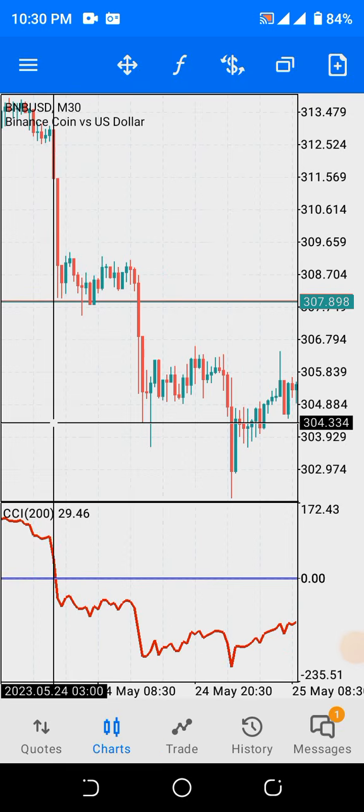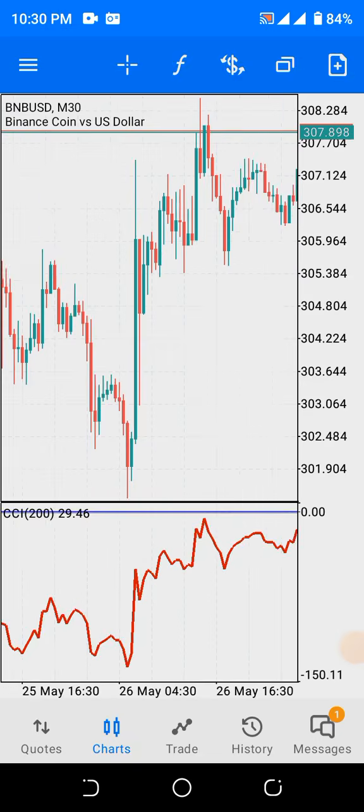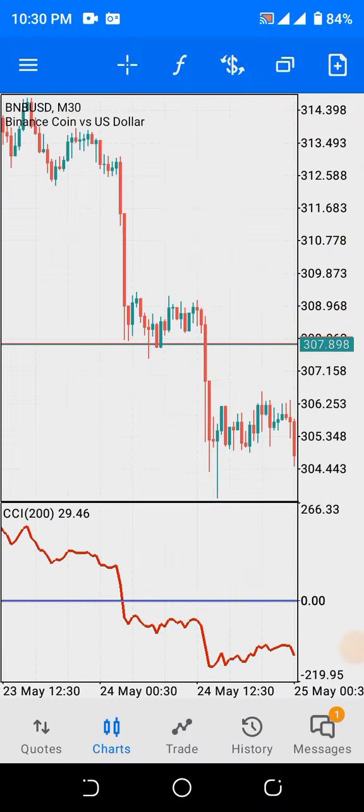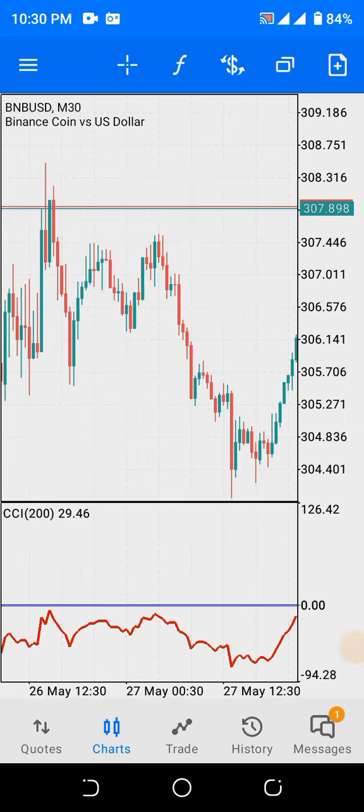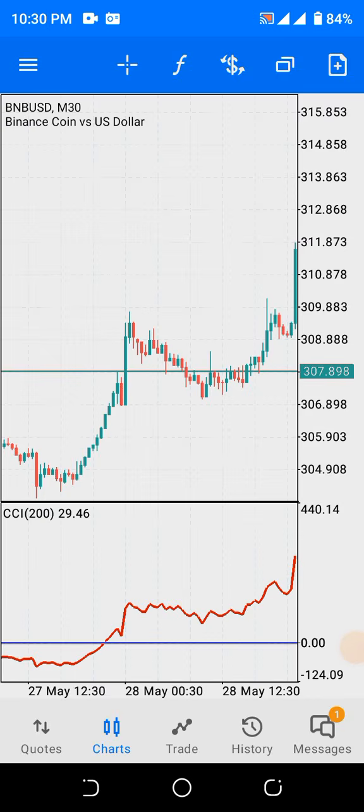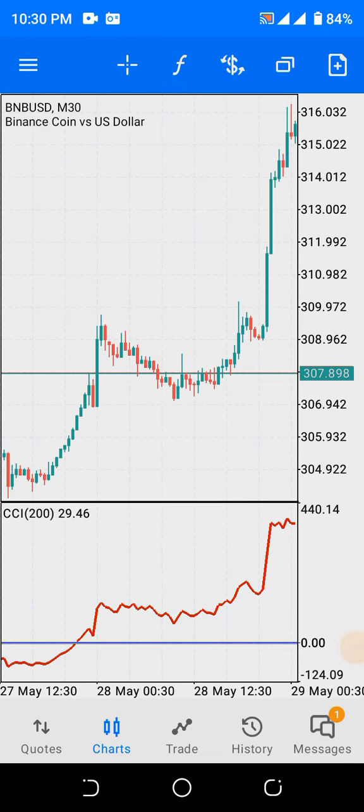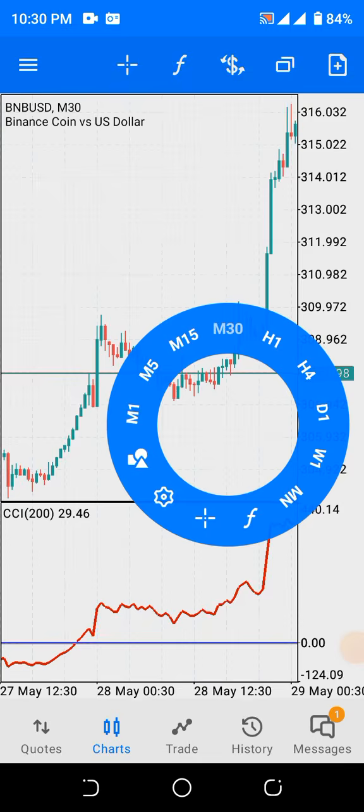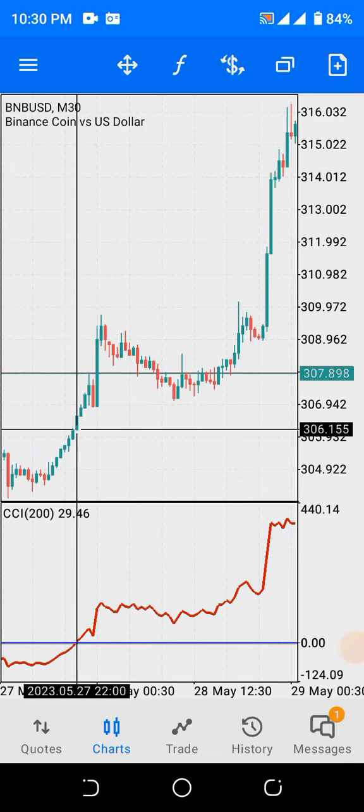Alright, now let's proceed. As you can see, this is a huge profit. Now this is another excellent profitable entry for you. This is the point where the red line crosses the blue line of the CCI indicator. So you need to do what? Make your buy entry at this point. This is a clear buy entry.